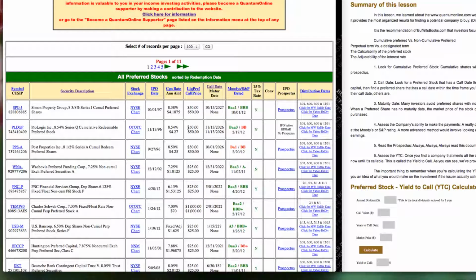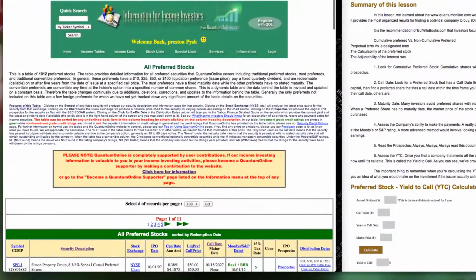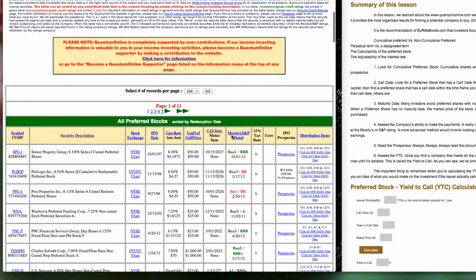But the point I really want you to take away, and this is the first lesson objective, is how powerful this website, Quantum Online, is, and being able to come in here and sort all these different preferred shares, being able to sort out and find something that you're really looking for, because all the information is available on that one screen capture.